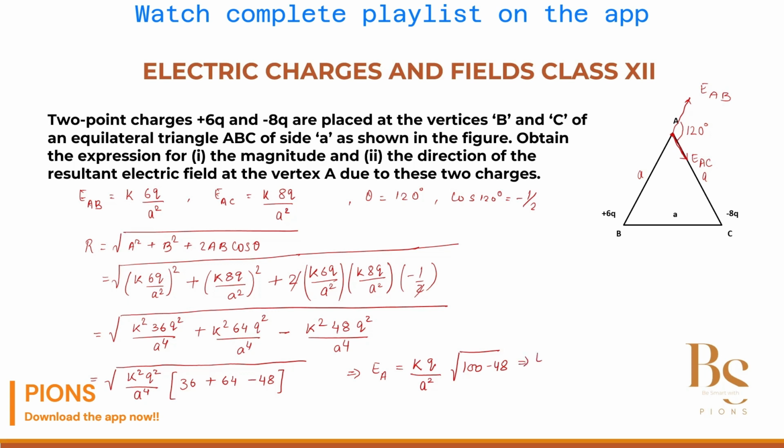Let's see. So this will give us the net electric field at A will be kq upon a square. 10 minus 8 is 2 and 9 minus 4 is 5, so 52. So root 52 kq by a square. That's your final answer for this question.